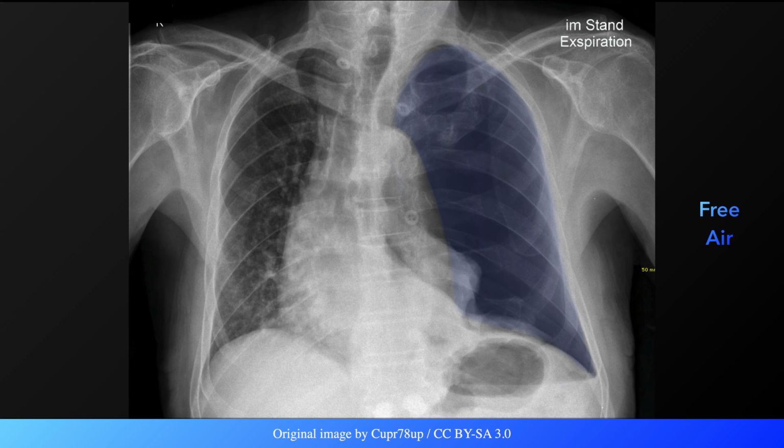Bronchovascular markings are typically absent beyond the visceral pleural line, resulting in an area of increased transradiancy, that is, blackness. This area is filled with free air. Now, unlike with a simple pneumothorax, the ipsilateral hemithorax will be enlarged, while the lung within it may be partially or extensively collapsed.